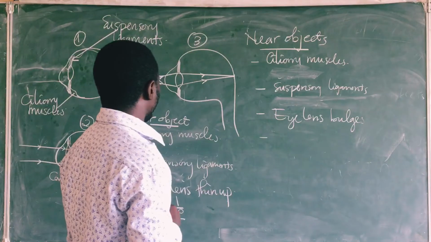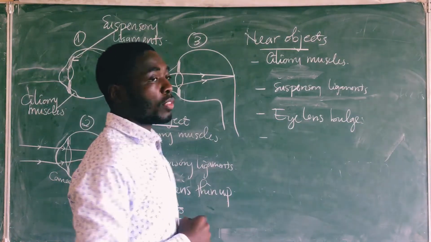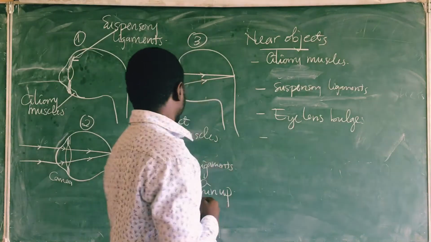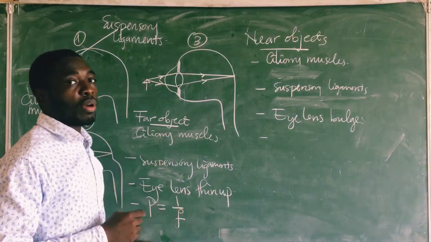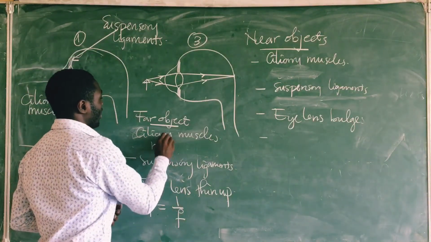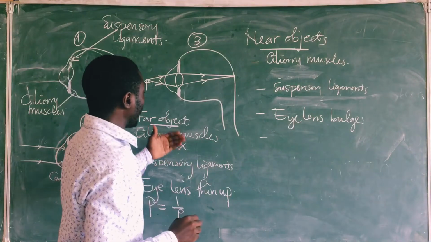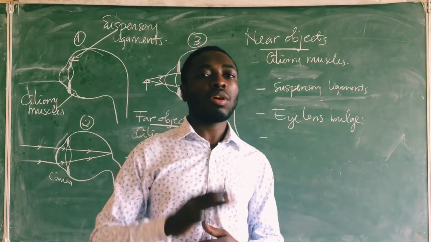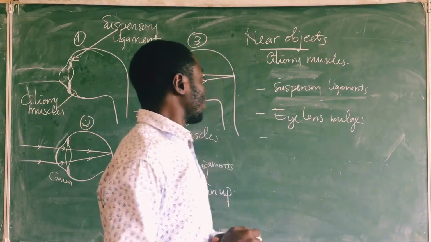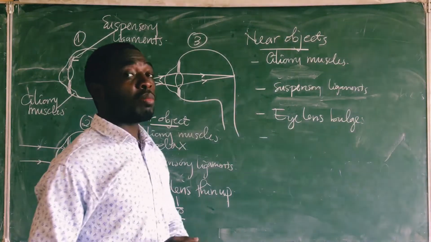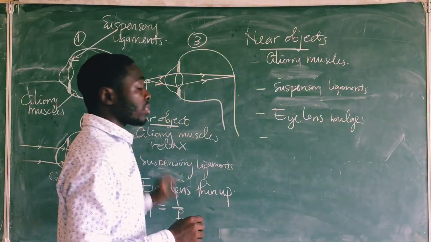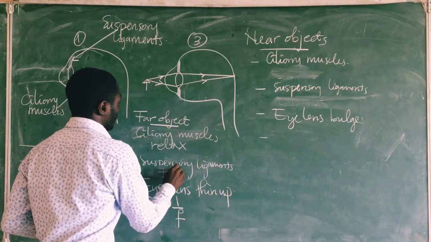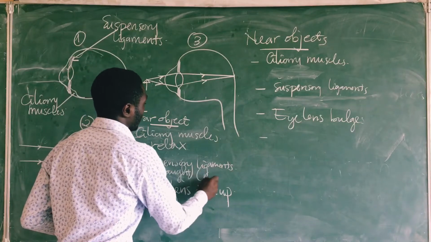Now what happens when light from an object is falling on the eye and the eye has to focus the image of this object on the retina is that the ciliary muscles are going to relax, okay? So the ciliary muscles relax, remember? And the action of the ciliary muscles and the suspensory ligaments are antagonistic, meaning when one is relaxing, the other one is going to be contracting, and vice versa. So in the case of a far object, what happens is that the ciliary muscles are going to relax, the suspensory ligaments are going to become taut, or in other words, they are going to contract.